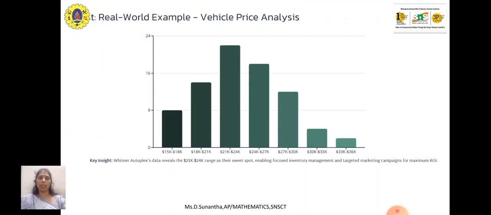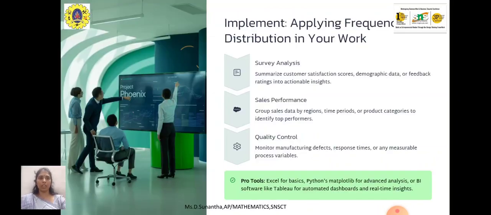Next one is real world applications. This is the test part. So key insights. The auto dealership data reveals the $21K to $24K range as their sweet spot, enabling focused inventory management and targeted marketing campaigns for maximum ROI, that is return on investment. Next is implement, applying frequency distribution in your work.